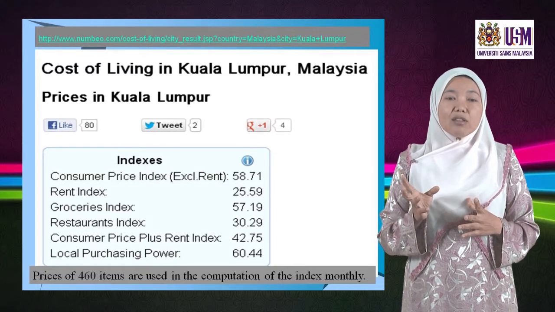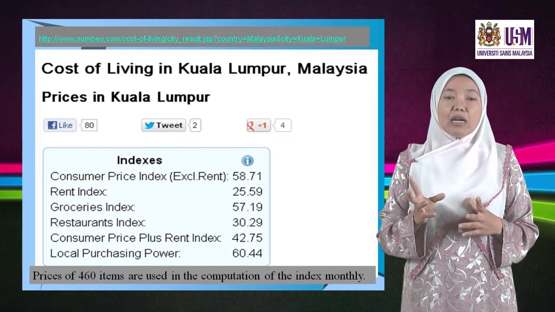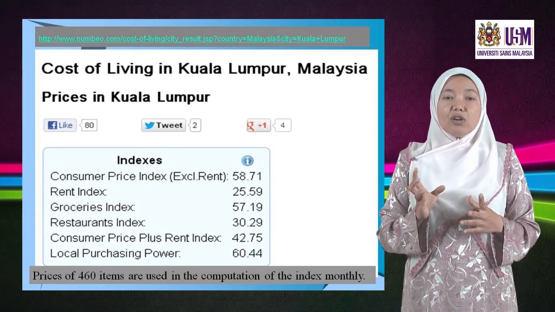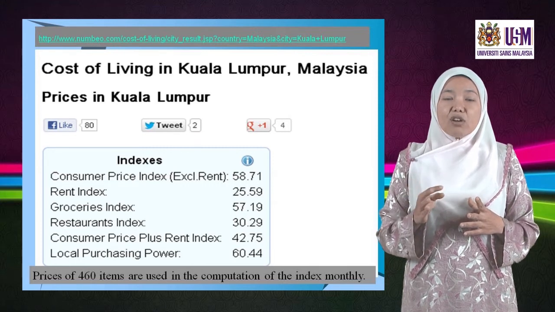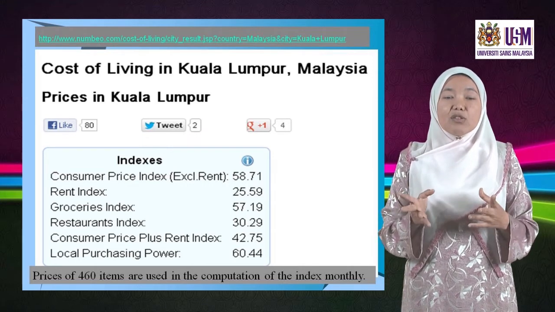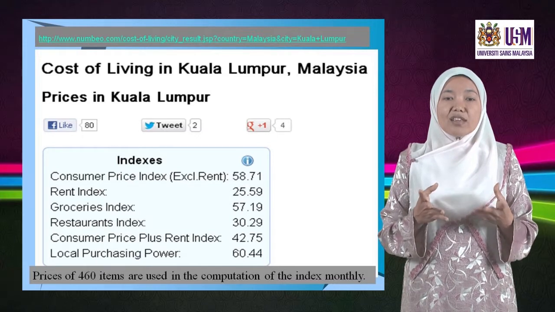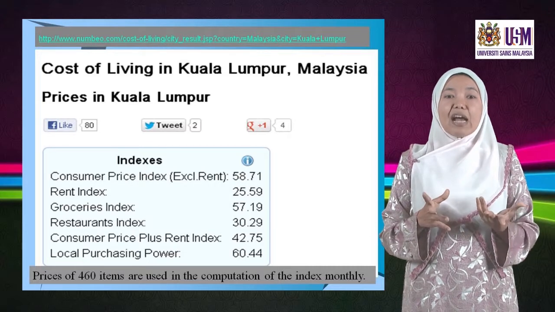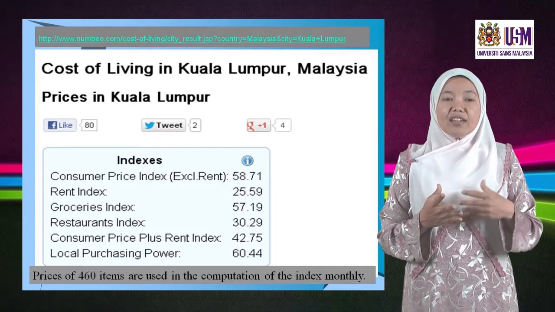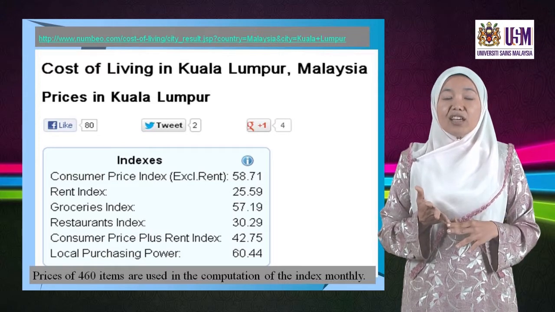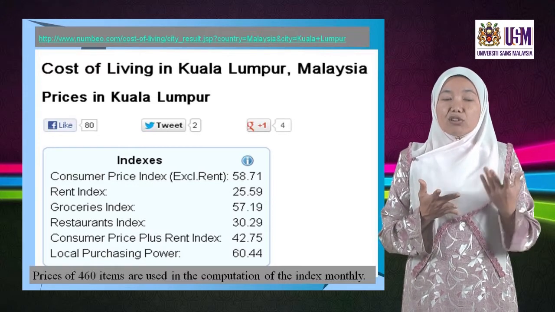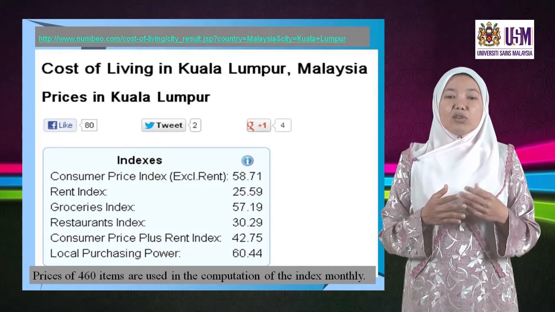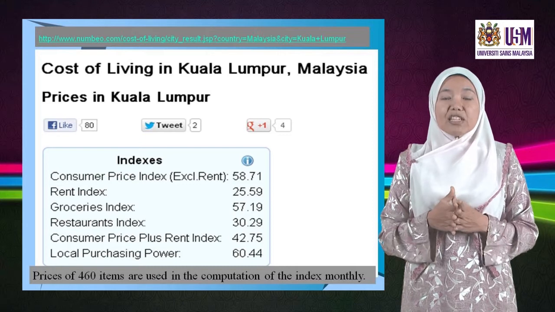Why do we exclude rent in this CPI? Because remember, a major portion of your expenses per month is largely for the rental of your accommodation. If you are lucky enough to buy your accommodation, that's good. So CPI can be including rent or excluding rent. Then you have, separately, the rent index, the groceries index, the restaurants index, the consumer price index with rent, and the index for local purchasing power.